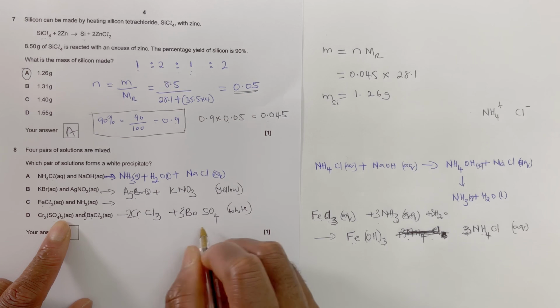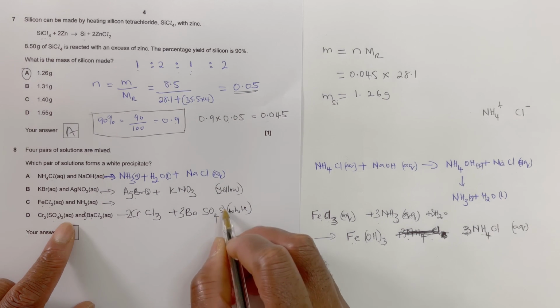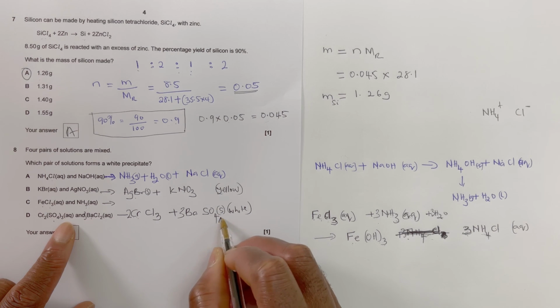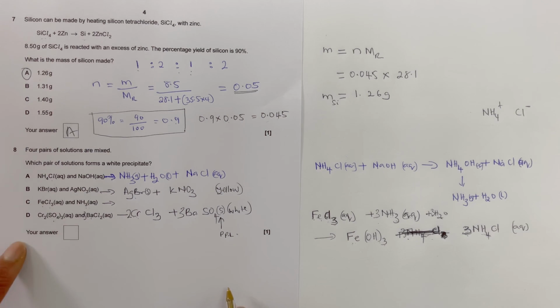But this one is white. The barium sulfate is white. So that's why this is solid. That's a white precipitate. So that's the answer to that one. It's D.